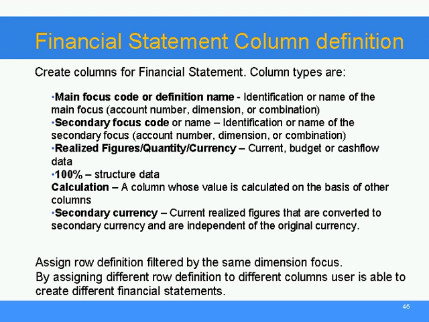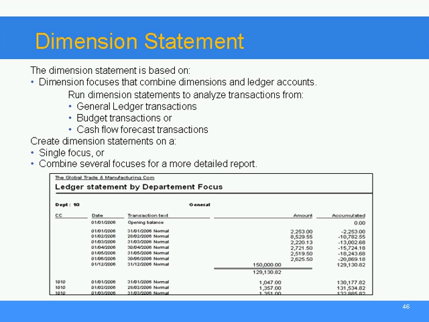100%. So you can define in column structure based on selected ledger account structure for dimension or ledger account. Calculation. You can calculate 2 or more columns and review the results in selected column. Secondary currency. Current release figures that are converted to secondary currency and are independent of the original currency.